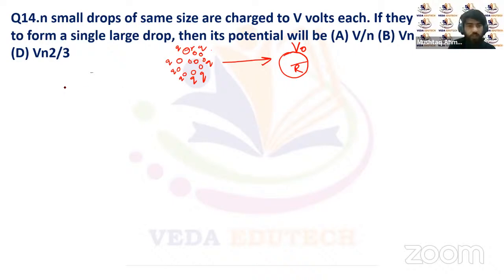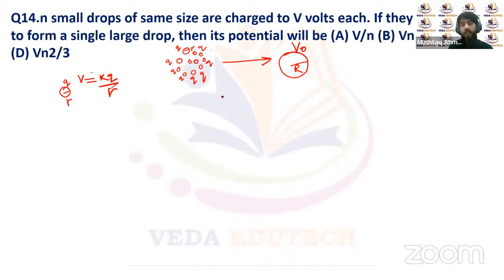Now talking about the small drop of radius r, the charge is q. The potential of this charge q will be kq upon r. This will be the potential of the small drop.